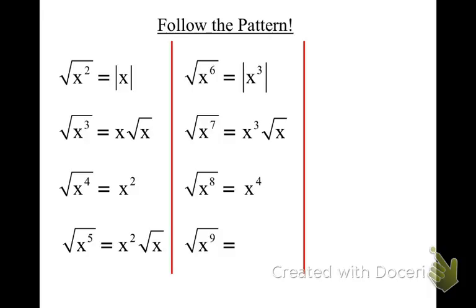Okay, how about Jacob? First, you would do x to the 8th times rad x, and it would go to x to the 4th times x, rad x. Keep it in the radical. Okay, next one.